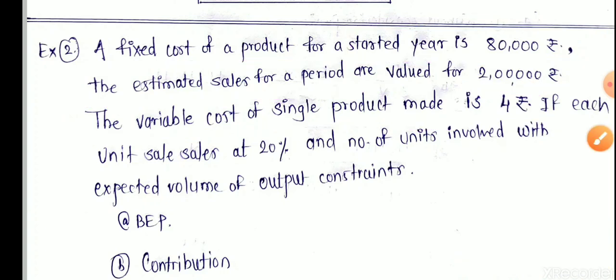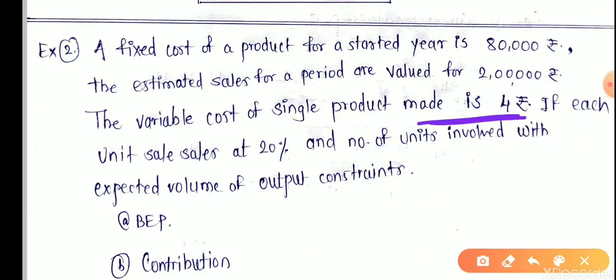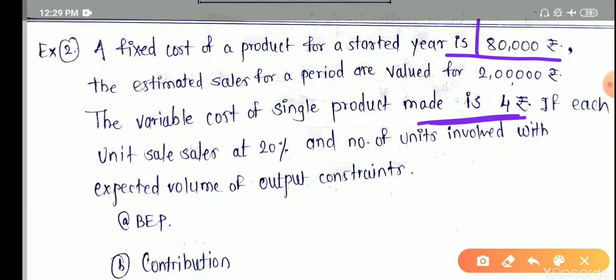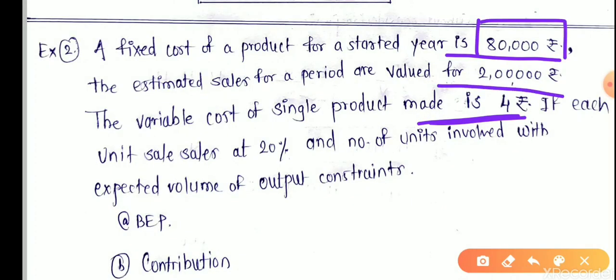Suppose again we take the example of manufacturing a pen. The manufacturing cost of the pen is 4 rupees. Then the labor, machines, electricity, and rent of the space required to manufacture are included in the 80,000 rupees. It may be per month or per year, per unit time. Now this 80,000 is a fixed cost. This 2 lakh rupees is our expected sale, meaning at the end of one entire year we have 2 lakh rupees in our balance.